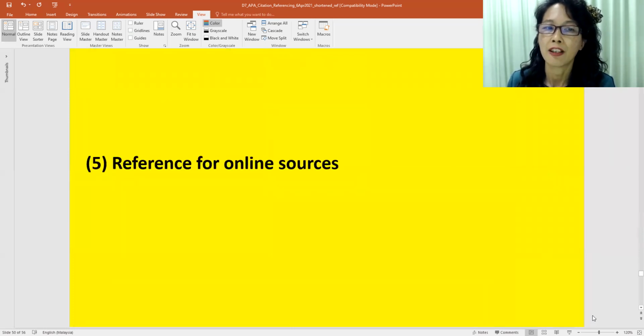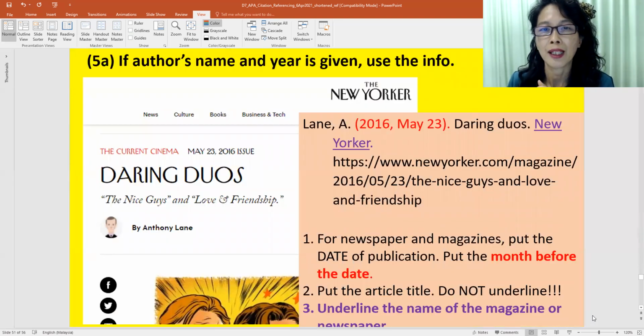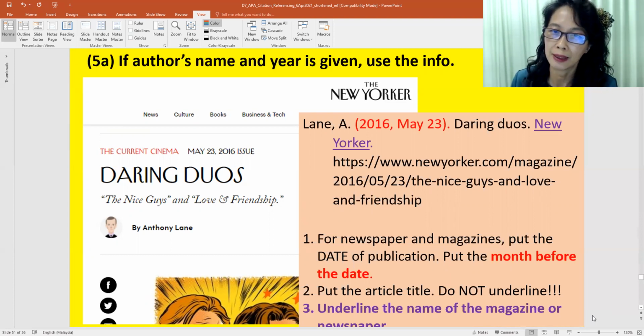Okay, finally, reference for online sources. If the author's name and year are available, use the information. This magazine article written by Anthony Lane is referenced as Lane, A., full stop, bracket 2016, May 23rd. The month comes before the date. Title, Daring Duels. Magazine, New Yorker, underlined. Okay, this is very important. After that, you put the HTTP because it is an online article.